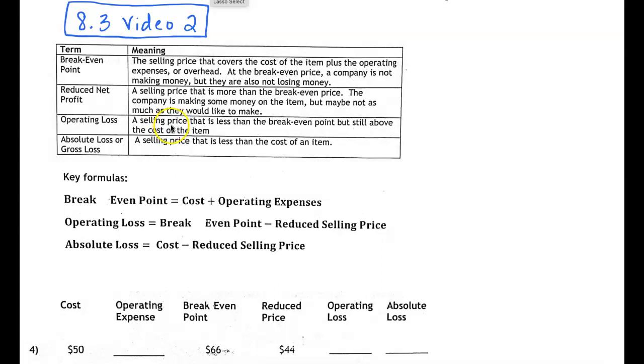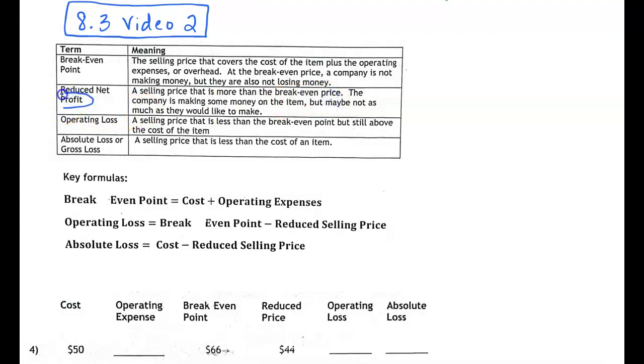Section 8.3, Video 2. For the next section of exercises, it'd be good to have some definitions. The break-even point is the selling price that covers the cost of the item plus operating expenses. Remember that a break-even point is when you don't make money, you don't have a profit, but you also don't lose any money. The reduced net profit is when you have a selling price that's more than the break-even.